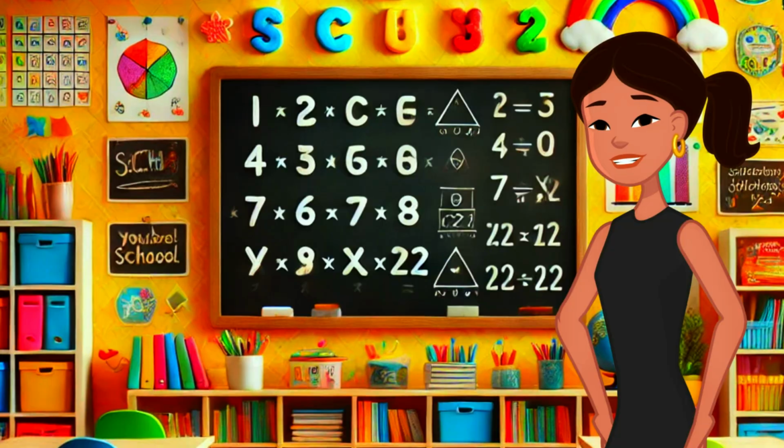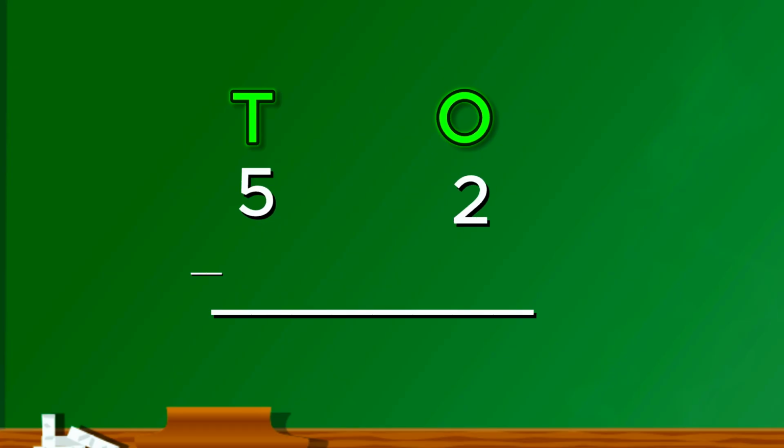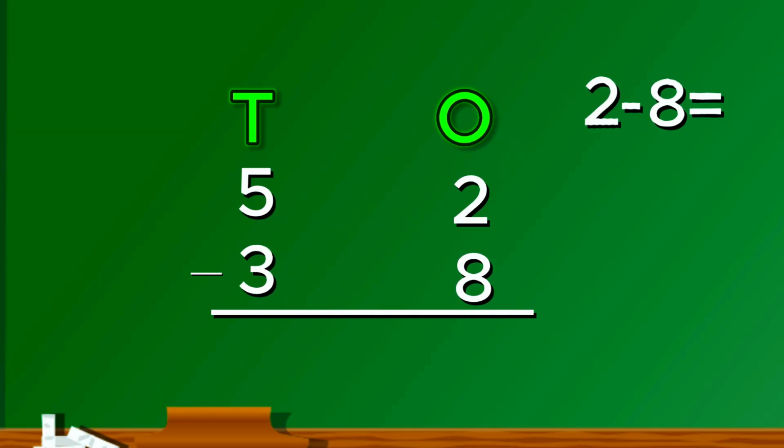All right, let's start with a simple example. 52 minus 38 equals. Let's line up our numbers. The number 52 has 5 groups of 10 and 2 groups of 1. 38 has 3 groups of 10 and 8 groups of 1. We always subtract starting from the ones place. But wait, can we do 2 minus 8? We can't. 2 is smaller than 8. That's where regrouping comes in.